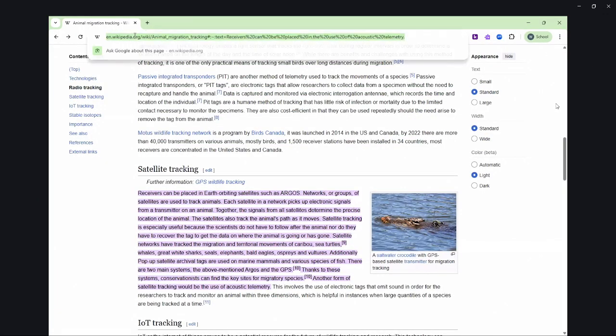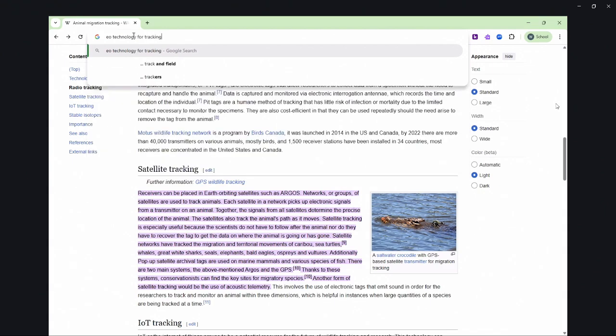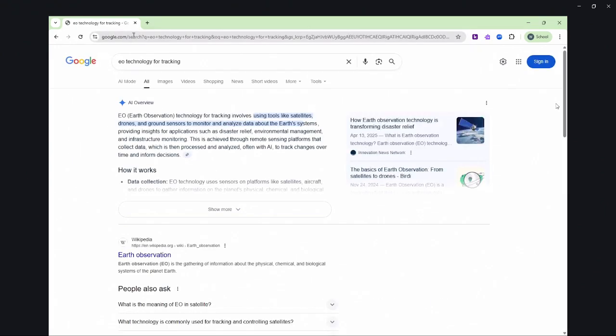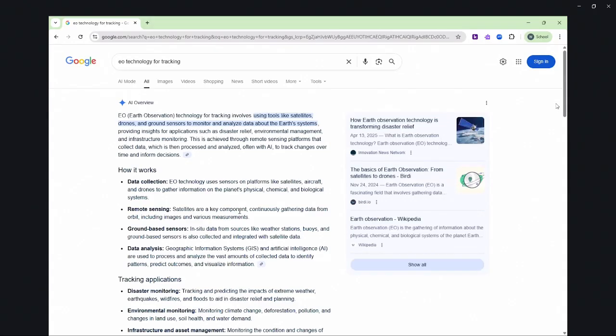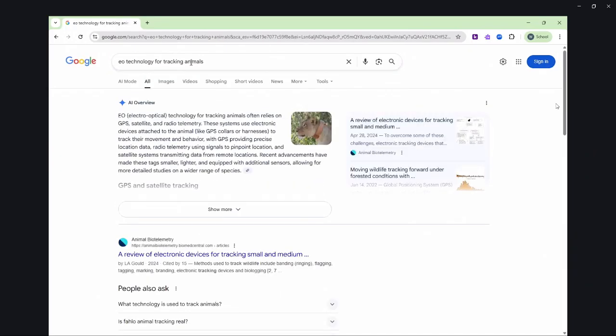All right, we're also going to look at EO track technology. I believe there's probably lots of different. Okay, so it says I don't know if these are specifically, let's say for tracking animals. Maybe that'll help us be more specific with it. There we go. Look at that.